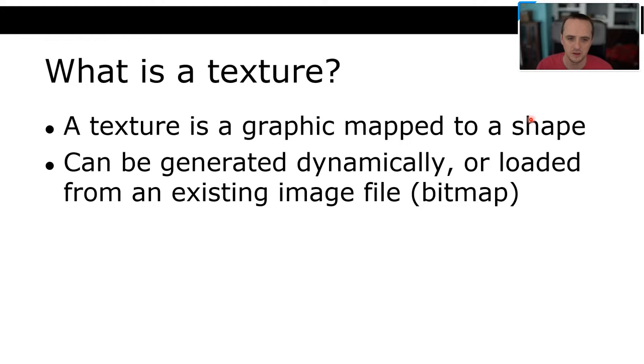So a texture is a graphic, right? Some graphical data, so pixel-colored data. And that graphic, when mapped to a shape, like a rectangle, for example, is a texture. So a texture could be generated dynamically, right? We could procedurally generate these textures if we wanted to. Or we could load them from an existing image file. So for example, a bitmap file, or a PNG file, or a JPEG.